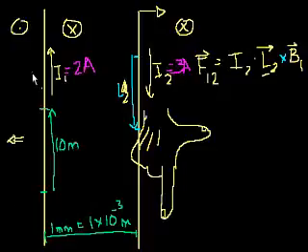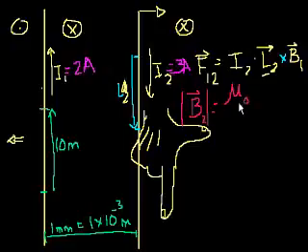Alright, so how do we do this? First let's figure out the magnitude of the magnetic field created by I2. The magnetic field created by current 2, worried about the magnitude of it, is equal to, and we saw it before, and we're assuming that it's in air, so we can use the permeability of a vacuum. So it's equal to that constant, the permeability of a vacuum, times I2, it's just a magnitude.